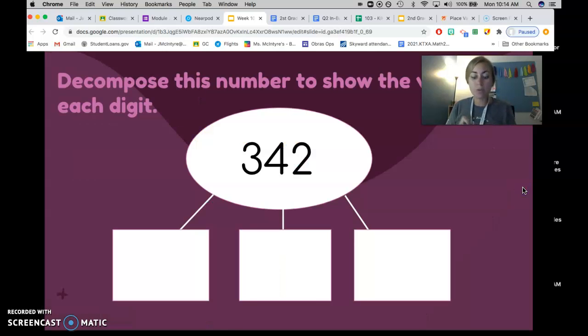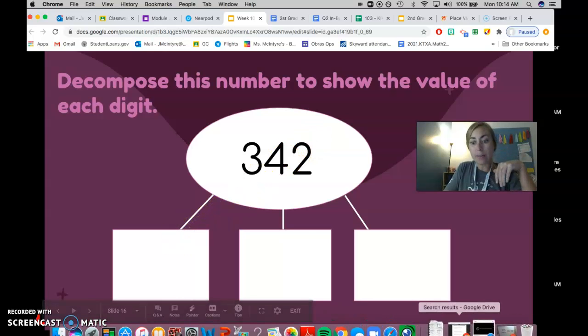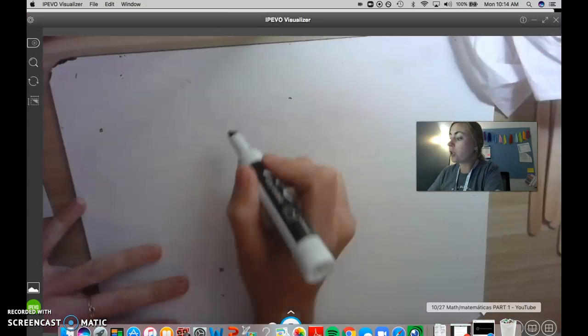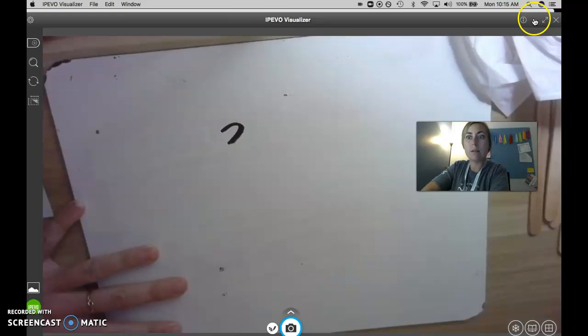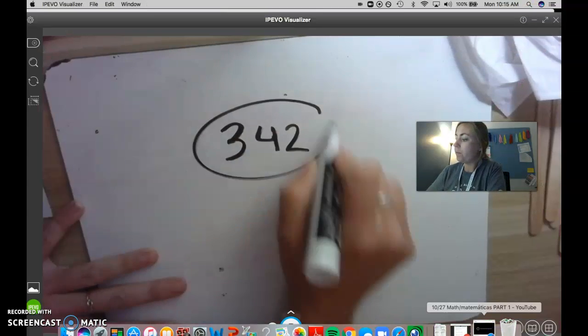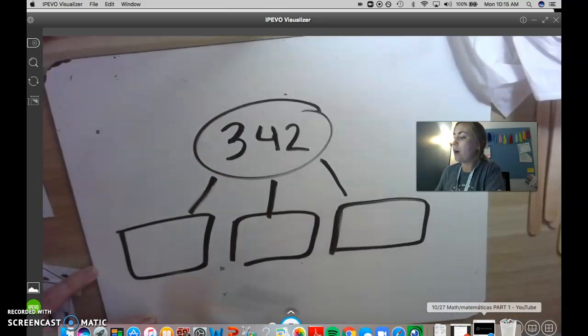What you're going to do next is find the value of each of these digits. So you can either draw it or type it. I have the number 342 here. On your screen, on your Nearpod, you're going to decompose this 3-digit number to show the value of each one. So it should look like this. What was that number again? 342. So I've got 342. And then on your Nearpod, you're either going to type or write the value of each of the digits.